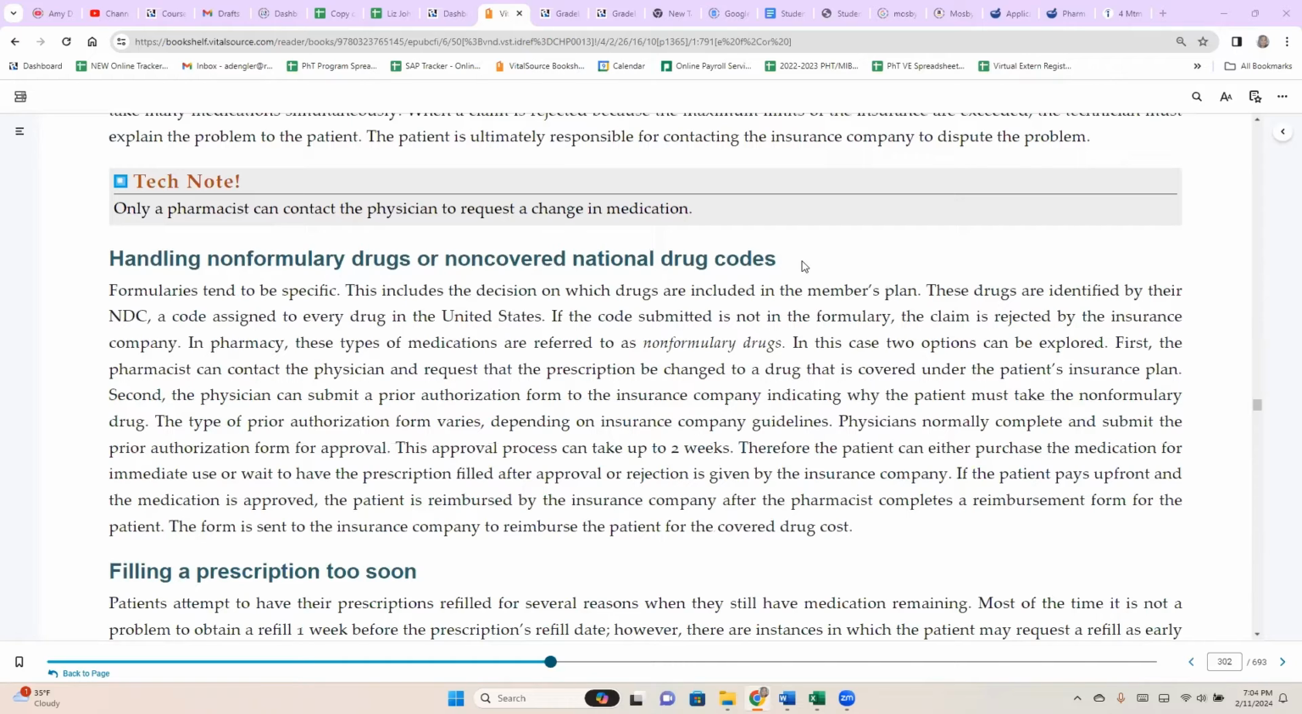Formularies tend to be specific. This includes the decision on which drugs are included in the member's plan. These drugs are identified by their NDC, a code assigned to every drug in the United States. If the code submitted is not in the formulary, the claim is rejected by the insurance company.